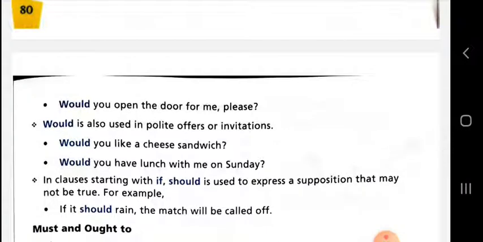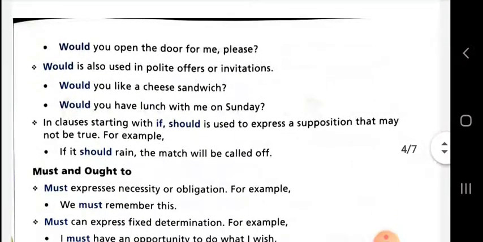Would is also used in polite offers or invitations. Would you like a cheese sandwich? Would you have lunch with me on Sunday? These are the examples to understand. In clauses starting with if, should is used to express a supposition that may not be true. If it should rain, the match will be called off.